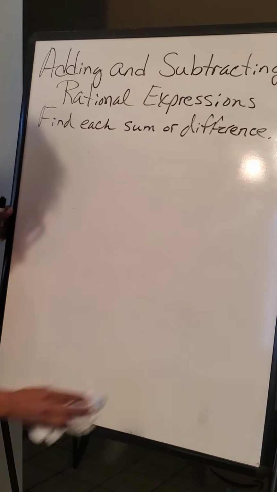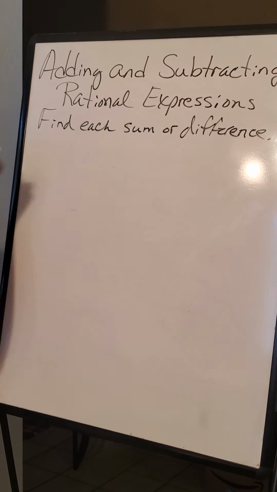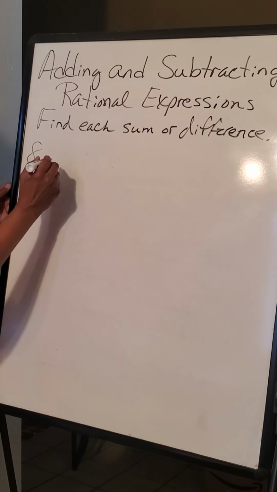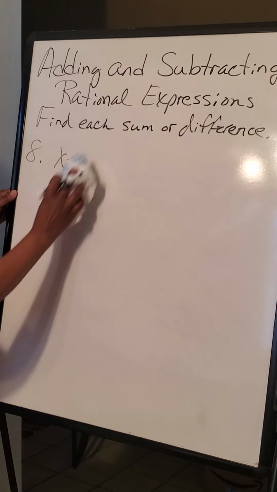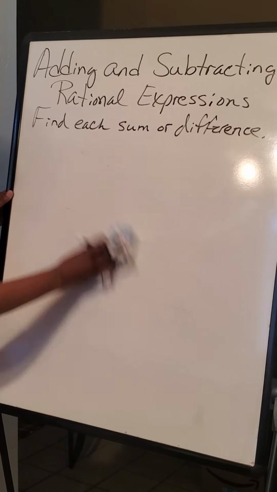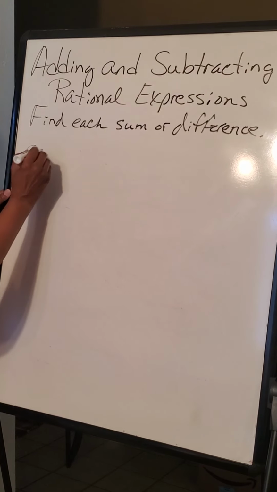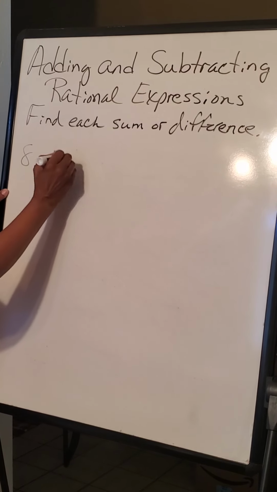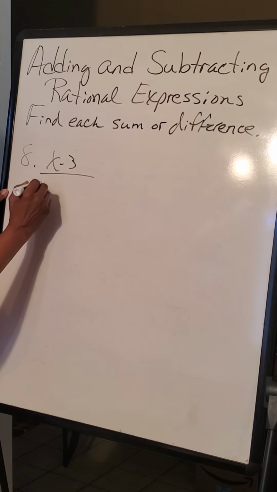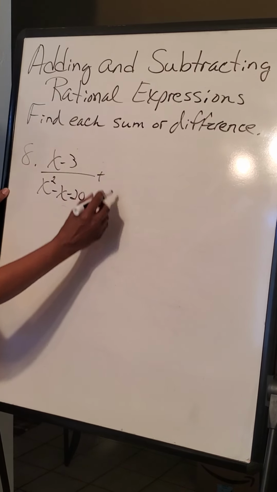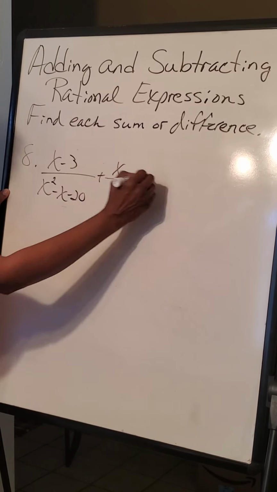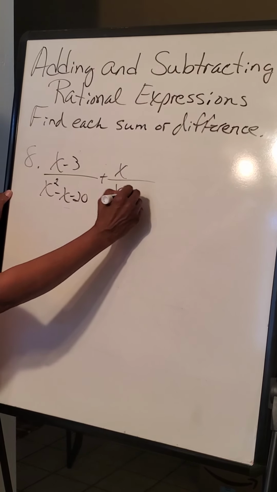Example 8. Trying to give you enough examples. If I had x minus 3 over x squared minus x minus 20, and I want to add to it x over x plus 4.